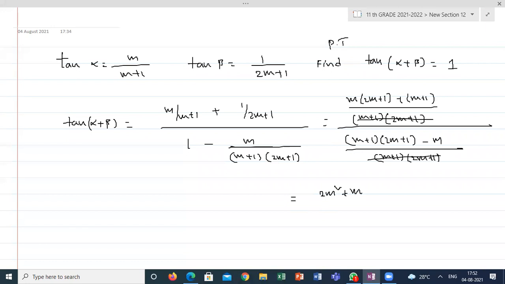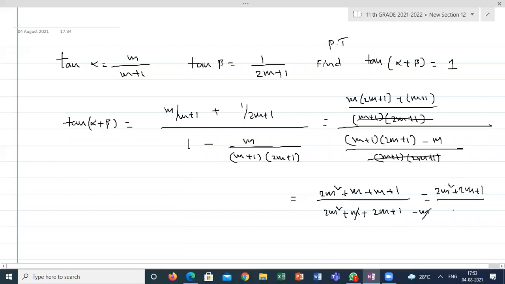What is remaining? 2m square plus m plus 1 divided by, if I multiply, 2m square plus m plus 2m plus 1 minus m. The m cancels, so the numerator is 2m square plus 2m plus 1, and the denominator is also 2m square plus 2m plus 1. This is how mostly we are going to do the proofs. They won't ask you to find the value of this or that. Is it clear?